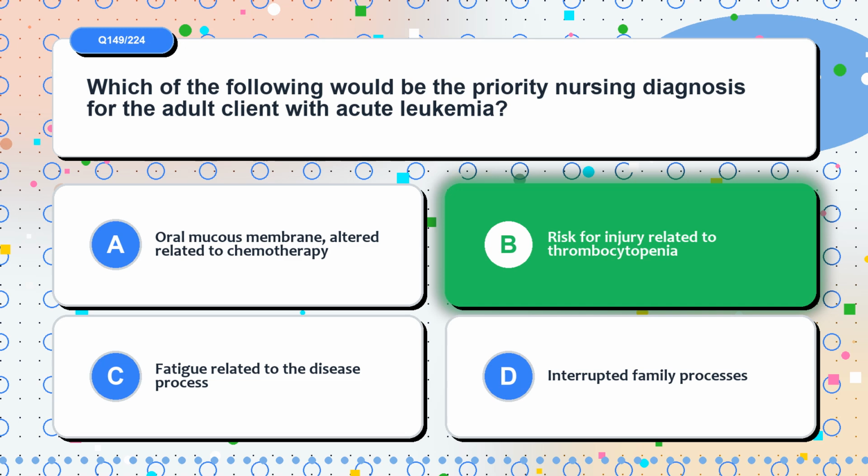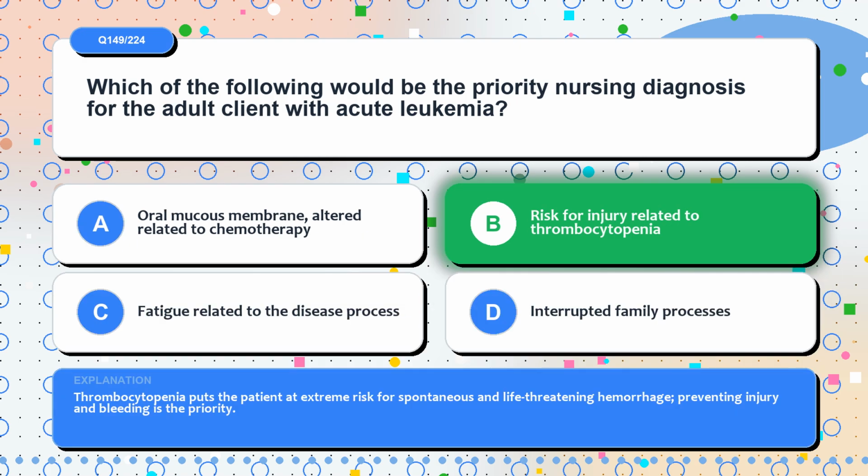The correct answer is option B. Risk for injury related to thrombocytopenia. Thrombocytopenia puts the patient at extreme risk for spontaneous and life-threatening hemorrhage. Preventing injury and bleeding is the priority.